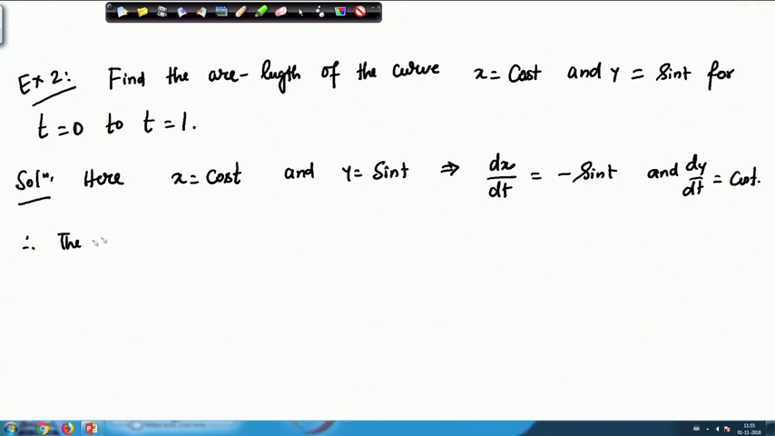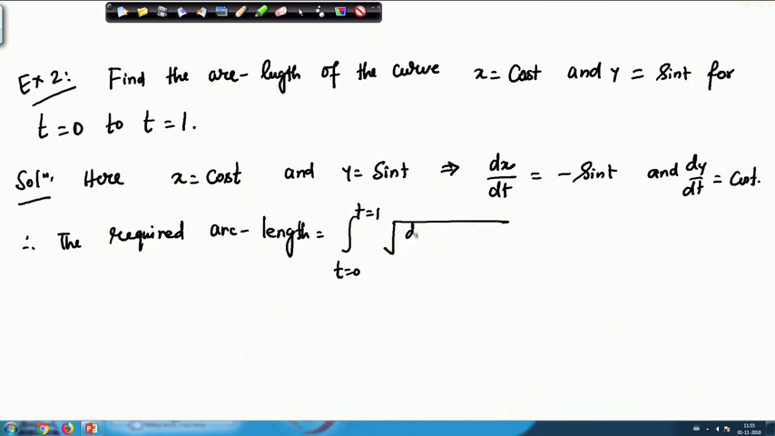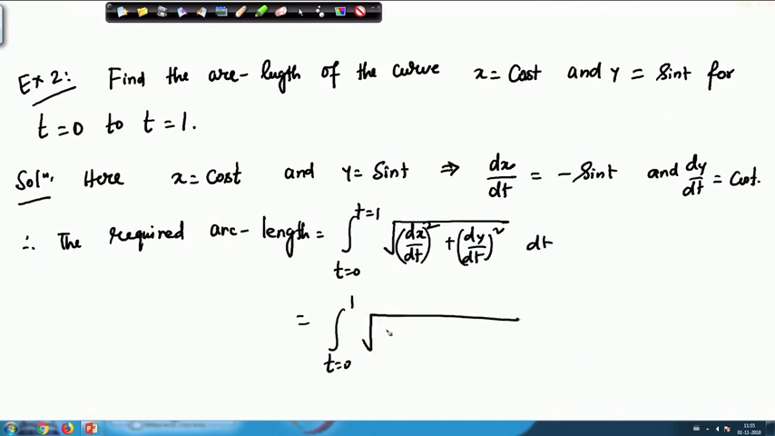Now we are supposed to calculate the arc length. The required arc length is the integral with t running from 0 to 1 of square root of (dx/dt)² plus (dy/dt)² dt. Here (dx/dt)² is sin² t and (dy/dt)² is cos² t. So this one we can integrate directly. sin² t plus cos² t is 1, and the square root of 1 is 1, so the integral of dt gives t, evaluated at 1, so the length is 1.